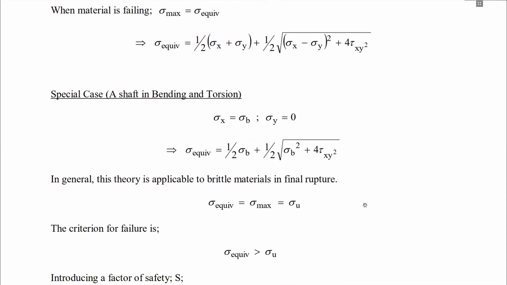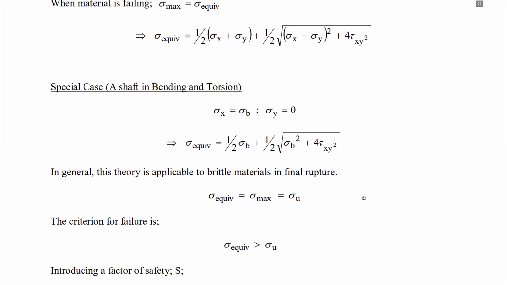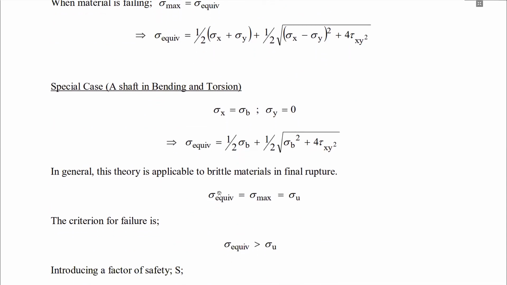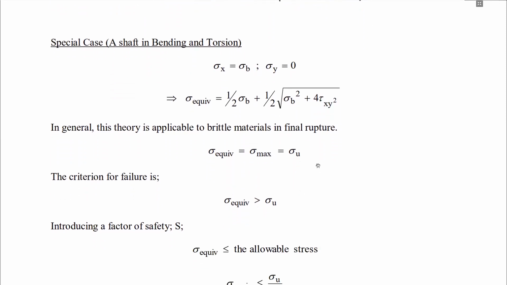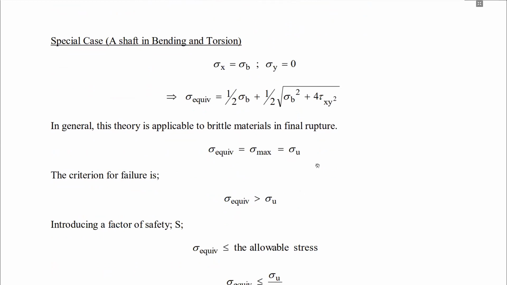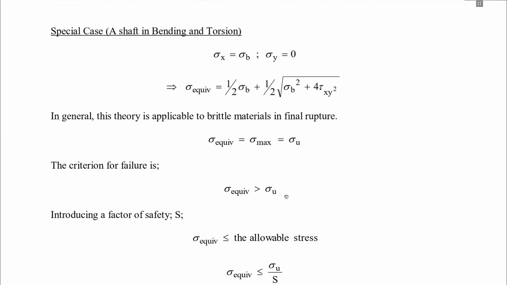If we are dealing with brittle material, then the equivalent stress, which is equal to the maximum stress in the material, is equal to the ultimate stress in the material, sigma u. The criterion for failure is that the equivalent stress is greater than the ultimate stress. If the equivalent stress becomes greater than the ultimate stress, then failure will occur.